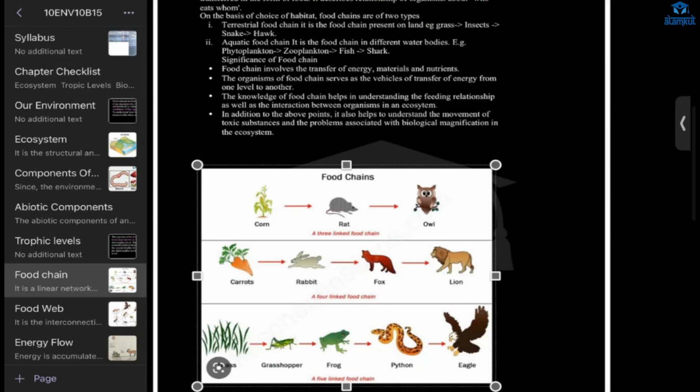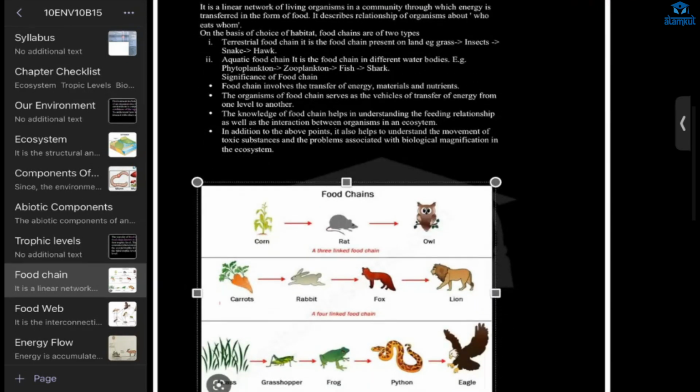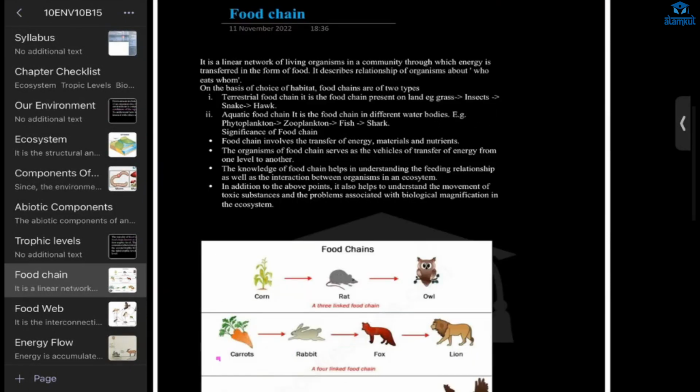Here in this food chain, you will see the carrot is the first trophic level. Rabbit is the second trophic level. Fox will be the third trophic level. And this lion will be the fourth trophic level. This is a food chain. A food chain is a linear network of living organisms in a community through which energy is transferred in the form of food.